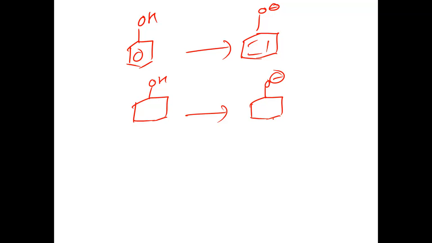Phenols are more acidic than alcohols. Both are made up of 6 carbons, and they have 2 hydroxy groups which are similar, but the acidity of this is much higher than the acidity of this. We'll continue in the next class.